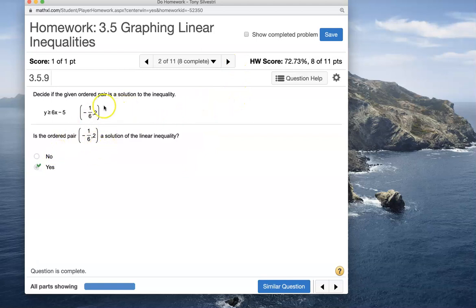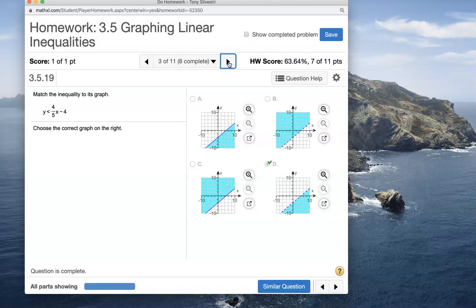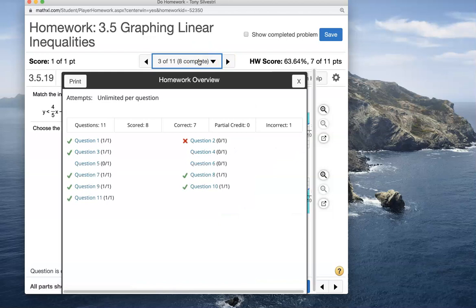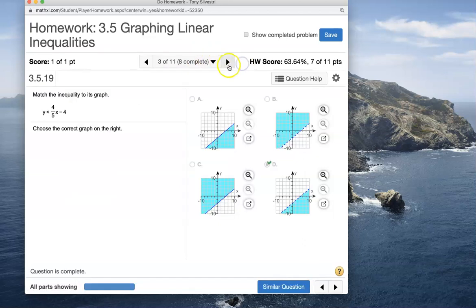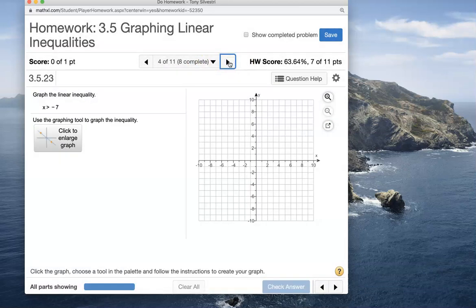We did this problem. Basically, what you do is you plug in the x value and the y value. If the x value is negative a quarter, you plug that in and see if it's bigger than or equal to -3. I'll let you do that one because we did that one in the previous video. And I believe we did this one too, right? Yeah, we did that one too. So I'll let you do that one there.